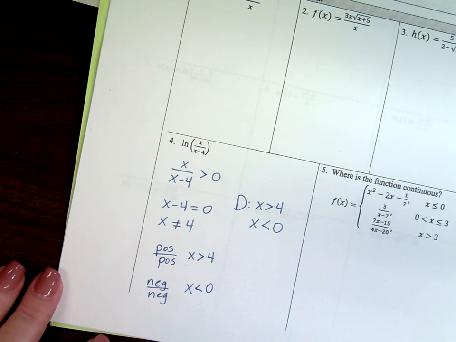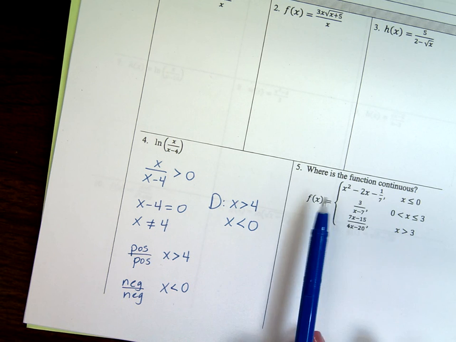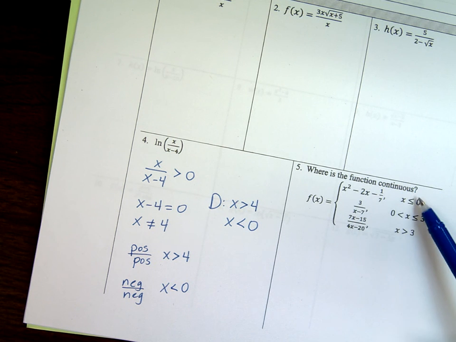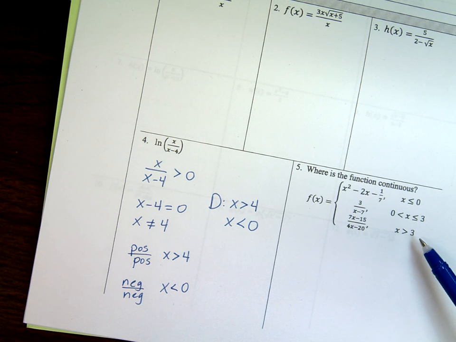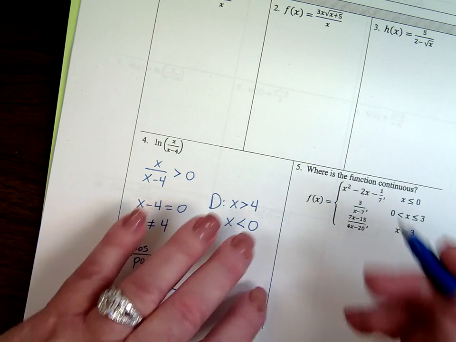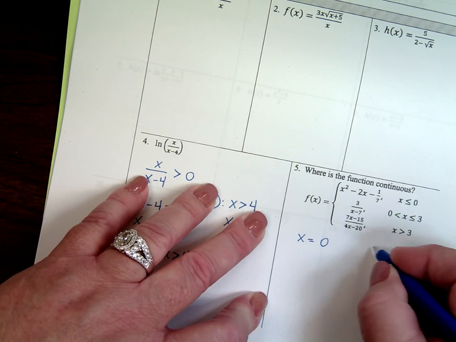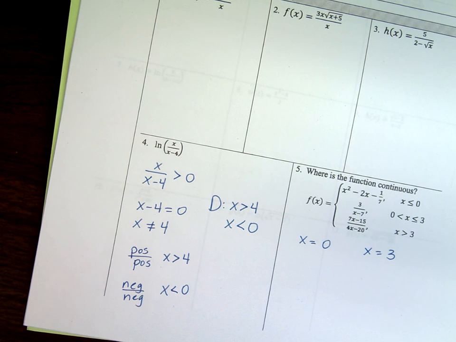All right, last one, and this is still on the video stuff. Where's the function continuous? If I look over here at the inequalities, it tells me the areas where I'm concerned about. The places I'm concerned about are when x equals 0 and x equals 3. Those are places I'm concerned about.